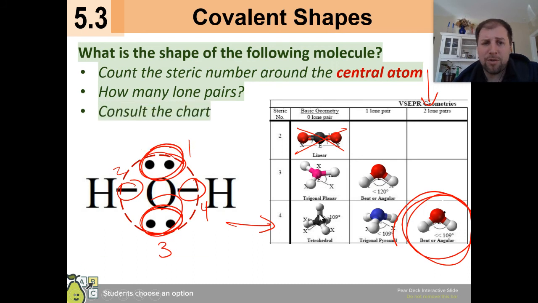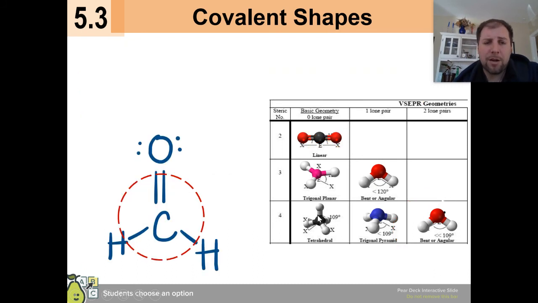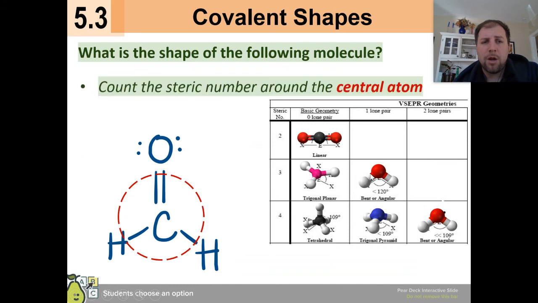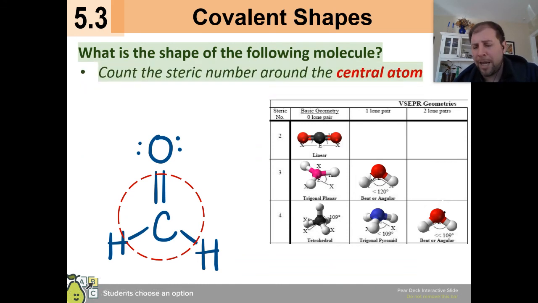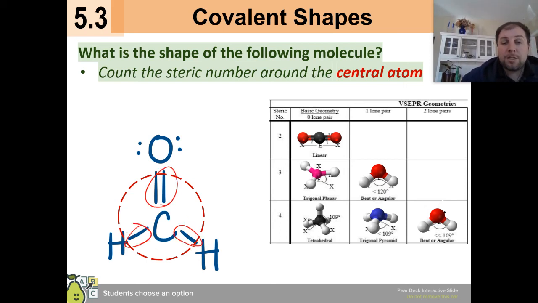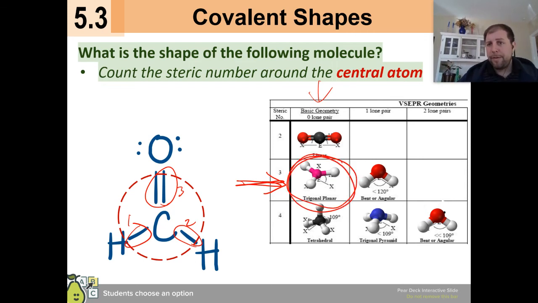Let's try one more. So we got this guy right here from above. First step, count the steric number around the central atom. Count the number of things that are happening. Well, this bond is one thing. This single bond is another thing. And this double bond is still just one thing. So we have 1, 2, 3 things going on around the central atom. So we're going to be in this row right here. How many lone pairs are invisible to us? None. There are no lone pairs that are invisible to us. So we're going to be in this basic geometry column. So this is what we would call trigonal planar.